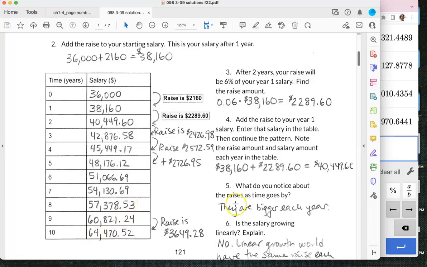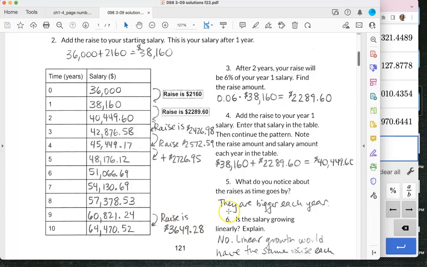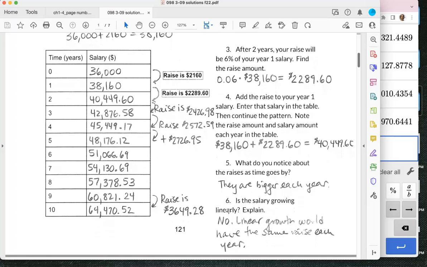Notice that the raises are bigger every year. Sure enough. And here, the raise is $3,649.28. So that's a pretty big raise compared to the initial raise. Is the salary growing linearly? No, linear growth would have the same raise each year.